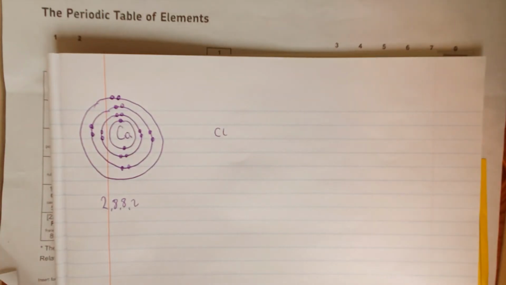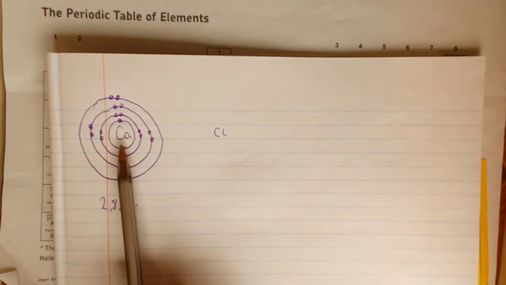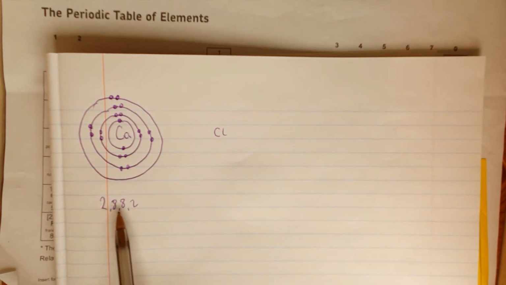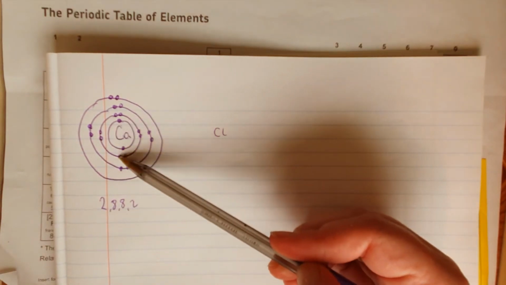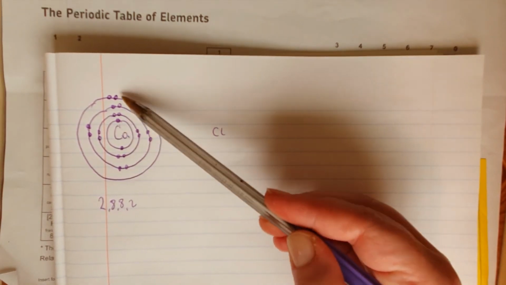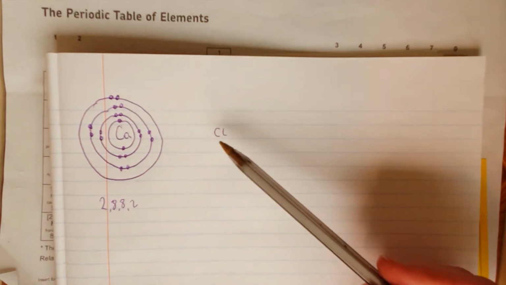Now we're going to have a go at a trickier one. We're going to react calcium and chlorine to make calcium chloride. So first of all, I want you to draw the calcium, the atom of calcium. You have a go now. Pause it and have a draw of calcium. So we've got a calcium atom. The calcium is 2, 8, 8, 2. That's 2, 8, 8 and 2.